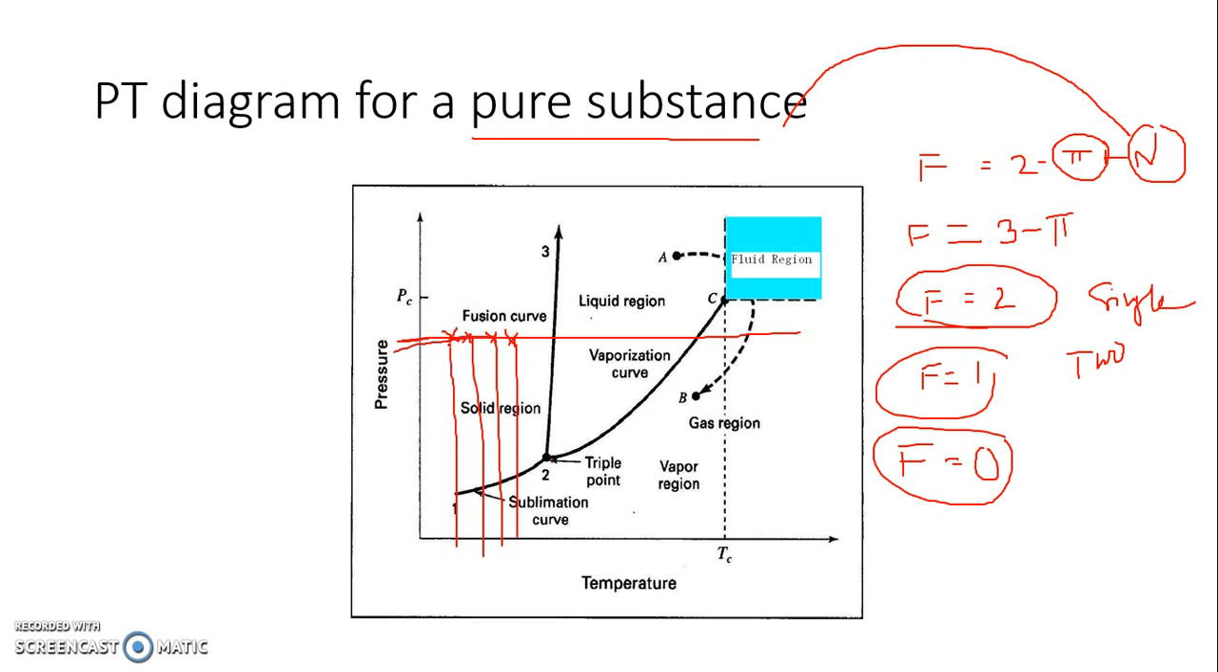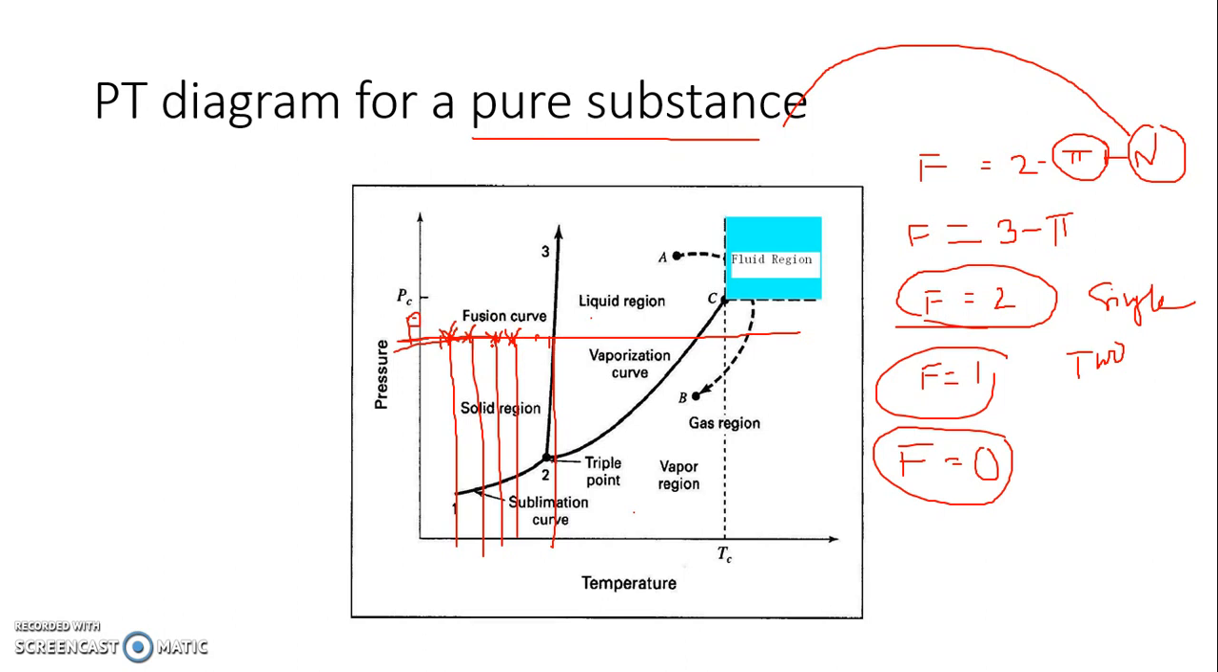So what does it mean? It means that apart from pressure, I can also fix the temperature. I also have a choice, I also have a freedom to choose the temperature. So if the pressure is this, my temperature could be this, could be this, anything between this to this. So any temperature which is below this temperature can get me the phase as solid phase.